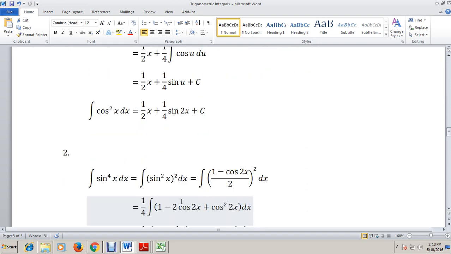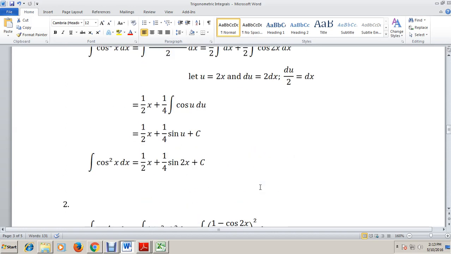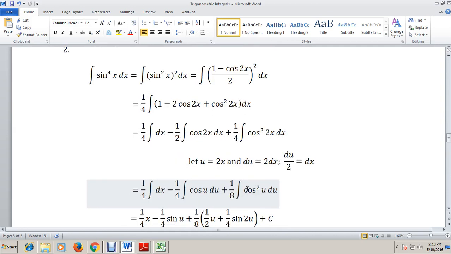Okay, so let's have example number 2. We have the integral of sine raised to 4 x dx. As illustrated above, what we can do with sine raised to 4 x dx is to replace sine raised to 4 by sine square x, squared, dx. Again, it would be a redundant solution if we replaced sine square x with a simple substitution from the Pythagorean identity.